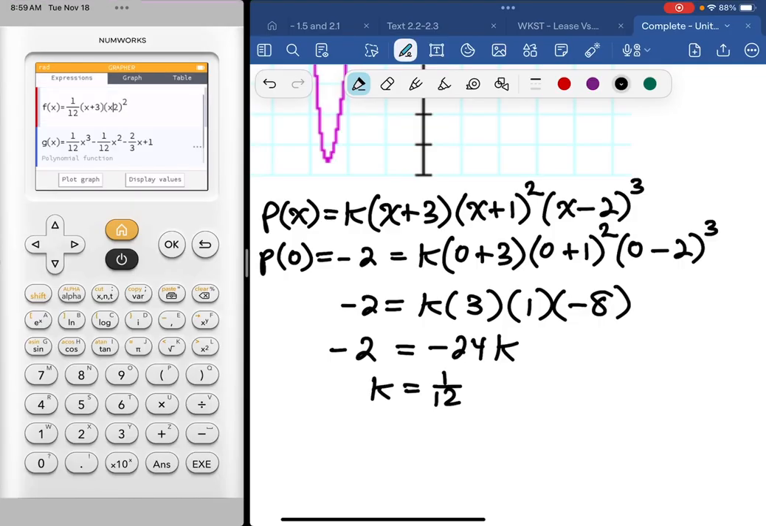I'm going to just kind of modify this one.